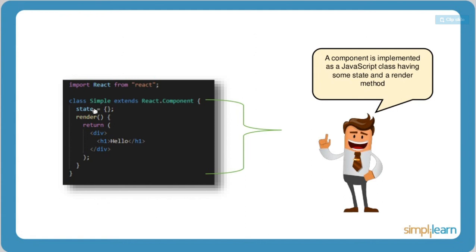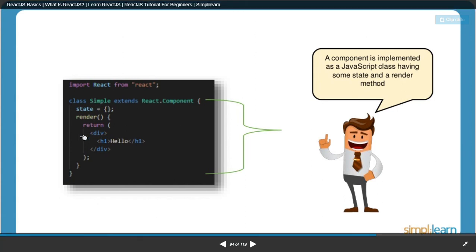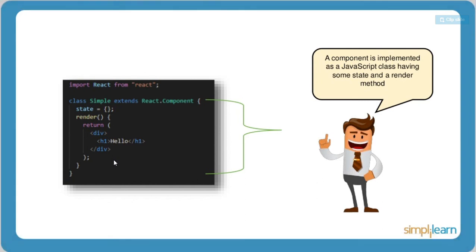And if you see here, I have a render over here, and I have just returned a simple HTML structure. As you could see here, this component is returning the HTML structure. So this is a basic component which has been implemented using a JavaScript class.